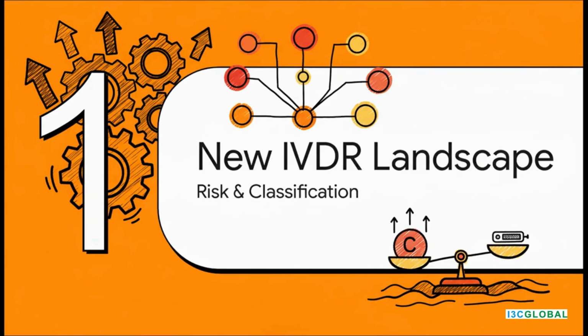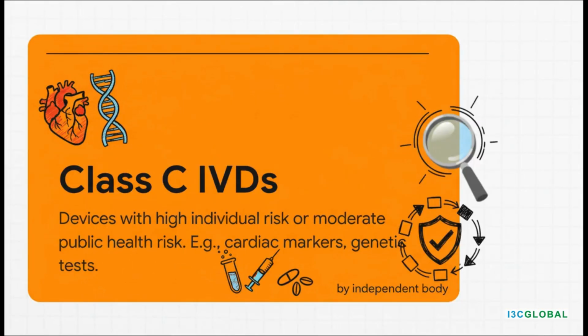All right, let's dive right in with the new IVDR landscape. The whole process really hinges on a new risk-based classification system. So figuring out exactly where your device fits is, without a doubt, the most critical first step. Under the IVDR, every single device gets sorted into a risk class, from A, which is the lowest risk, all the way up to D, the highest.